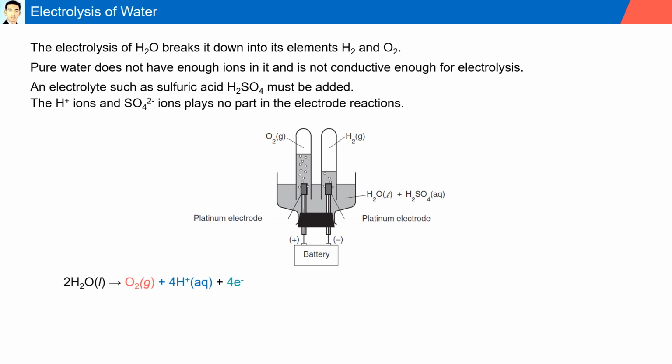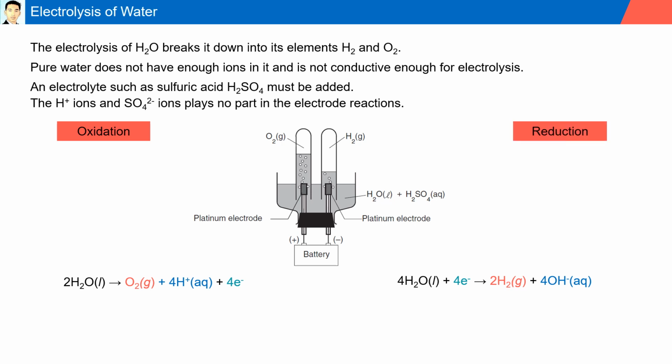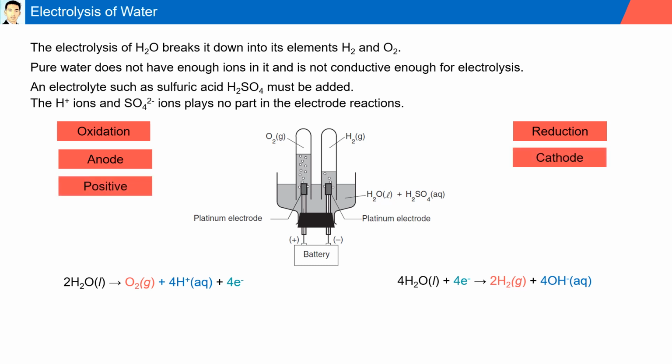Here, 2 water molecules are broken up into oxygen gas plus 4 hydrogen ions plus 4 electrons. While on the other electrode, 4 water molecules gain 4 electrons, producing 2 hydrogen gas plus 4 hydroxide ions. The loss of electron is known as oxidation, while the gain of electron is known as reduction. Oxidation occurs at the anode, reduction occurs at the cathode. The anode is positive, the cathode is negative.